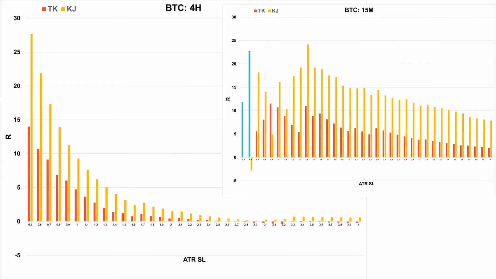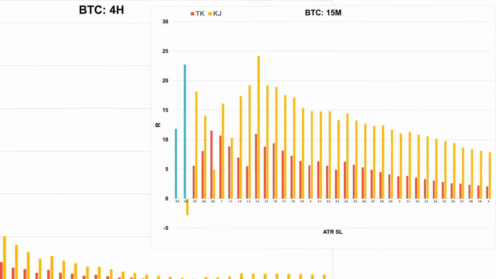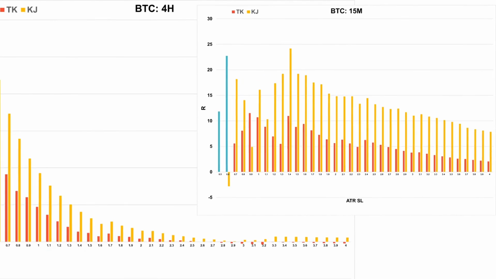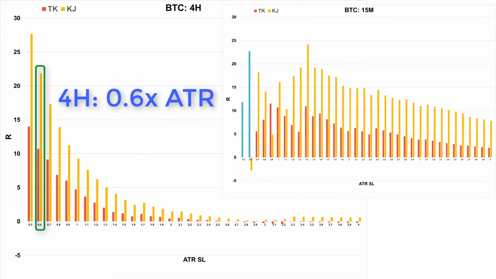Moving up to the 4 hour time frame, TK did well, but KJ did even better. On the 15-minute, we want a stop loss around 1.4 ATR, but the 4 hour already has a large ATR, so we choose a stop around 0.6x the ATR.